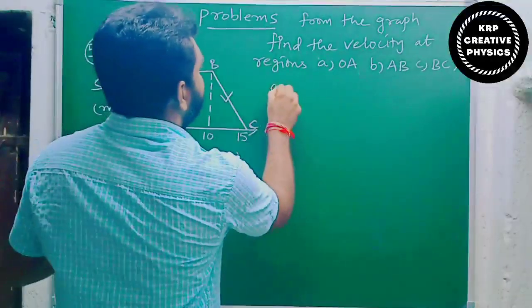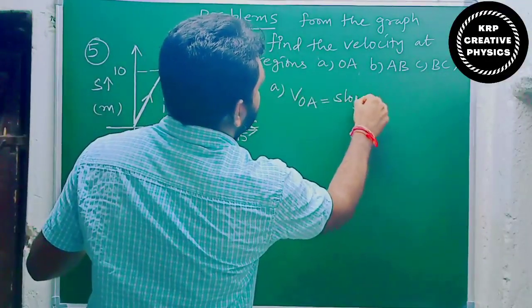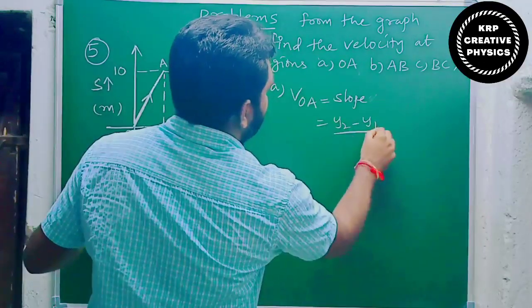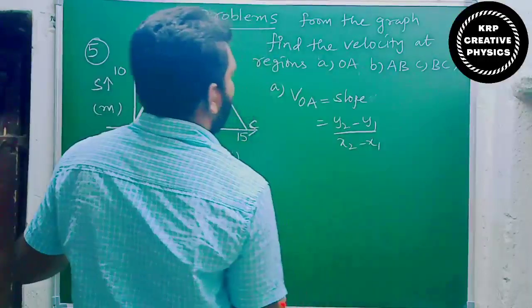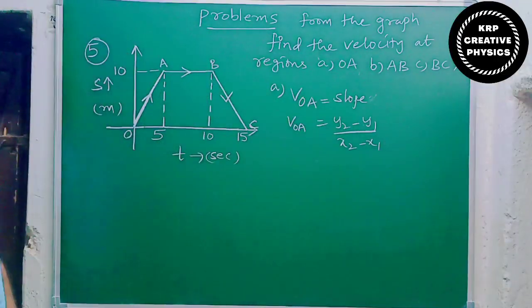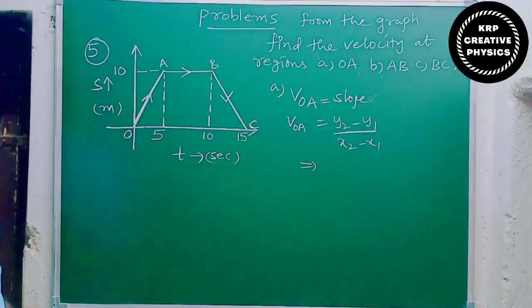First we'll consider velocity from O to A. Slope equals, what is the principle here? y2 minus y1 by x2 minus x1. We should consider only O to A. So first I am going to substitute the values. How to take the values? Listen with concentration.